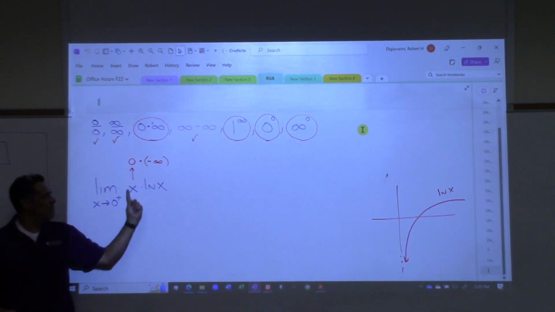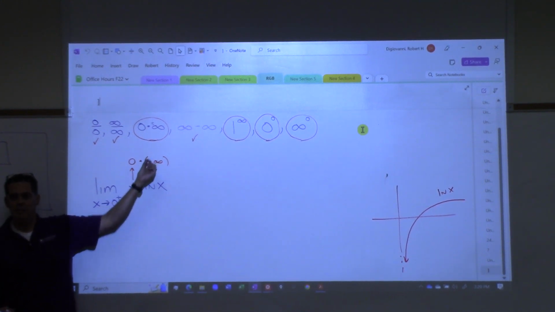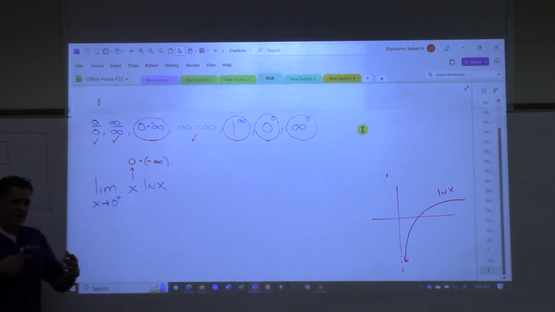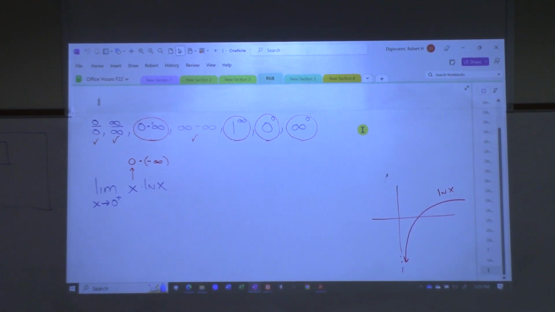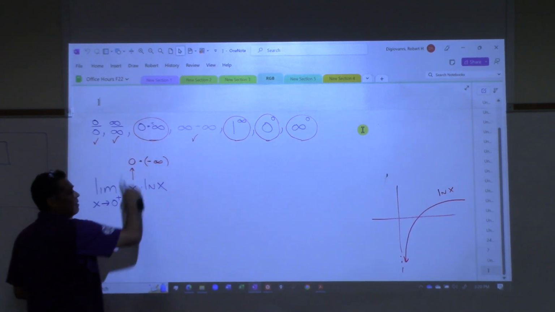Because this is not the number 0, it's a tiny number. This is not the number infinity, it's a huge number. You understand that we have this indeterminate thing? So we've got this form. How do we attack this form? How do we do it?